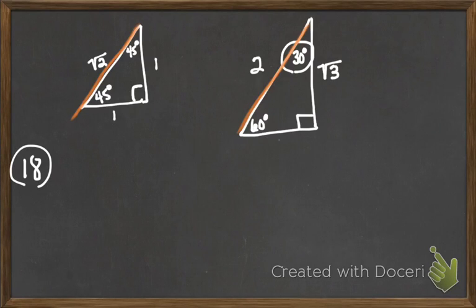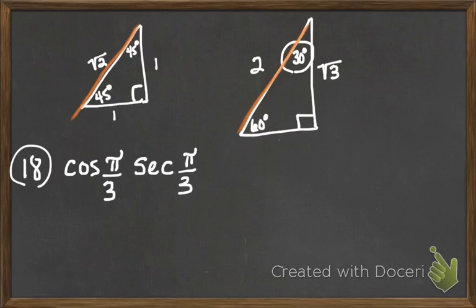Alright, so number 18, this is where it starts to get harder. So 18 is still in the same set of directions. It's asking you to find the cosine of pi over 3 and multiply that times the secant of pi over 3 and subtract the cotangent of pi over 3.